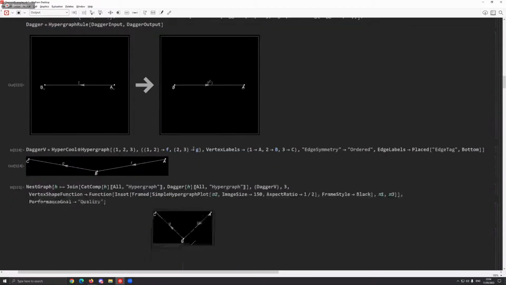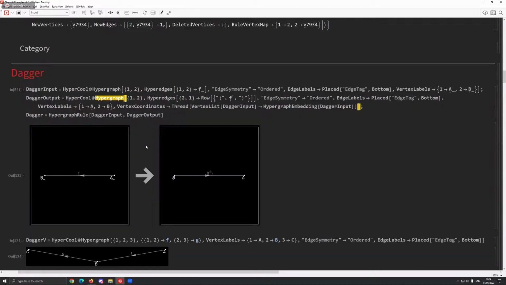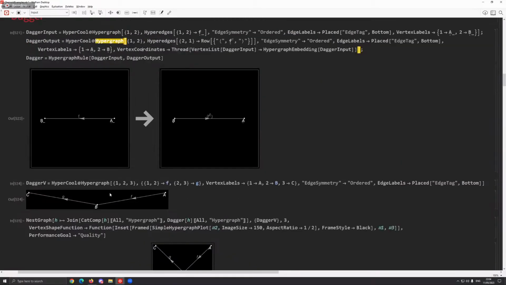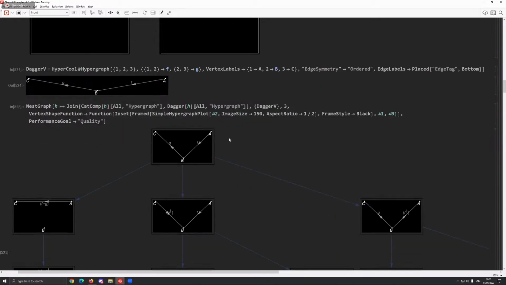Now I want to show the interaction of two such rules. In this case, the dagger is just flipping the orientation of the morphism. So if you take just a normal V pattern, F and G, A, B, C, then you can apply both composition and dagger. This is the usual exercise that people learning categories do, and you apply it in all possible ways.